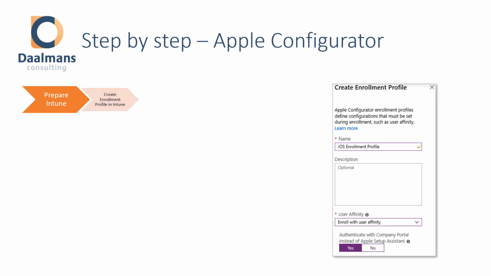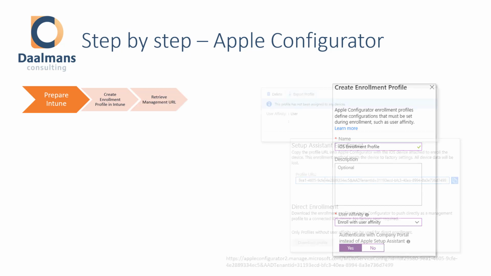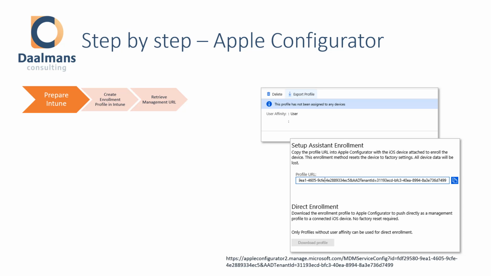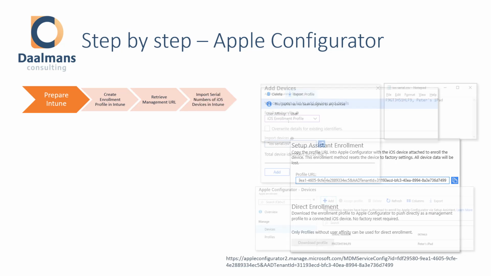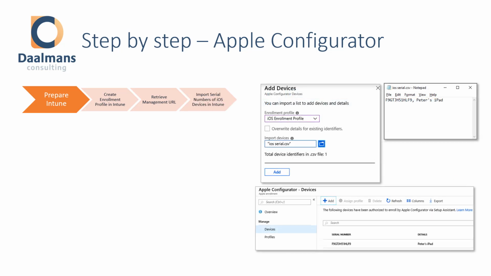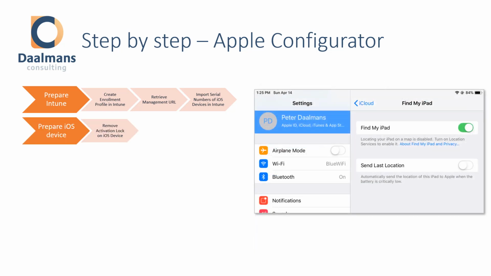So we need to create an enrollment profile in Intune, where we say, okay, this device is allowed to enroll with user affinity. Next, we need to retrieve the Apple Configurator URL by exporting the profile. We need to store this somewhere where we can access it from the Mac device later on. Next, we need to import the serial numbers of all our iOS devices. If you use that, this is being synchronized automatically into the Intune service. After that, we need to prepare our Mac device.